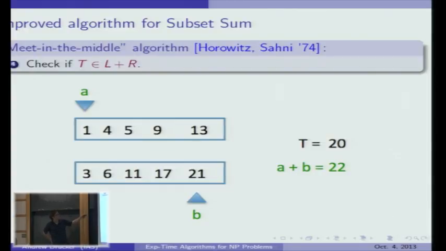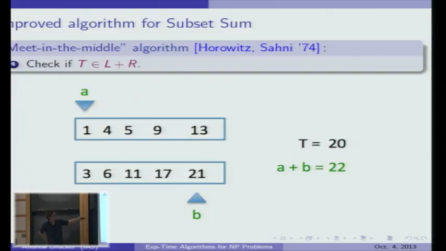Now, we really want to check whether there's any assignment of A up here and any assignment of B down here that would give the desired target. So that would be quadratic time in the length of the two lists. But actually, because they're sorted, it turns out that you can proceed as follows.